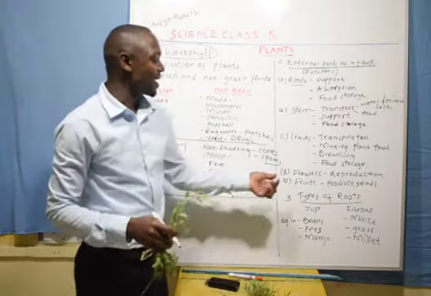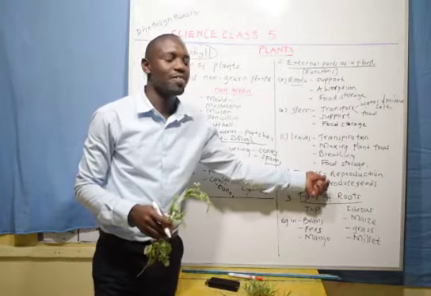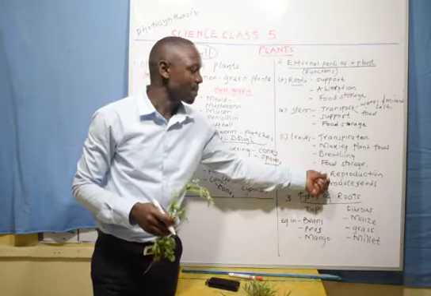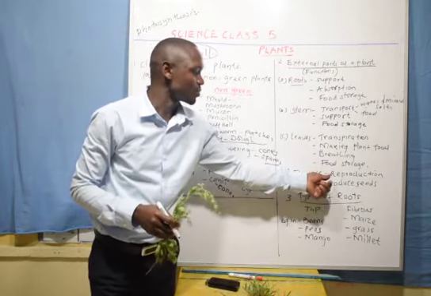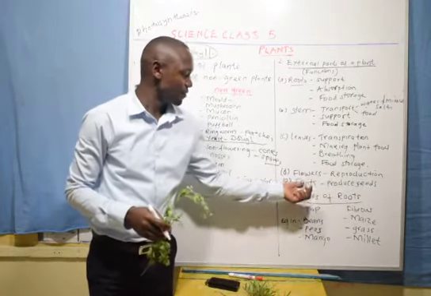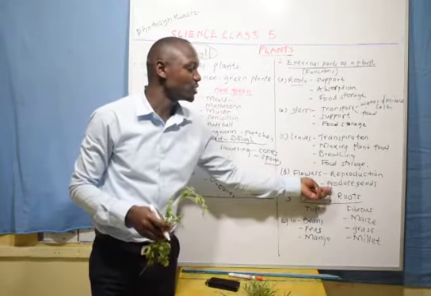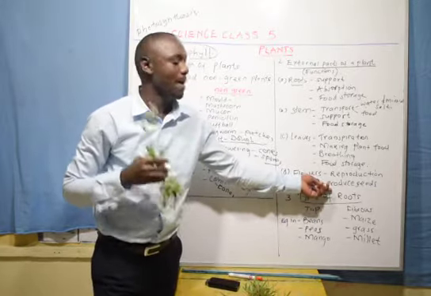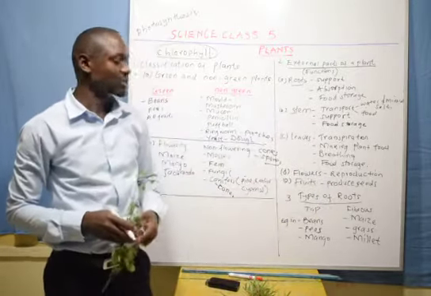Then we have the flowers. The flower is the reproductive part of the plant. Flowers reproduce to produce fruits. The fruits produce seeds which grow into new plants. So those are the external parts of a plant.